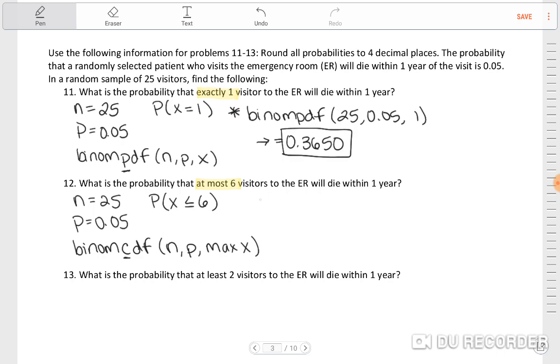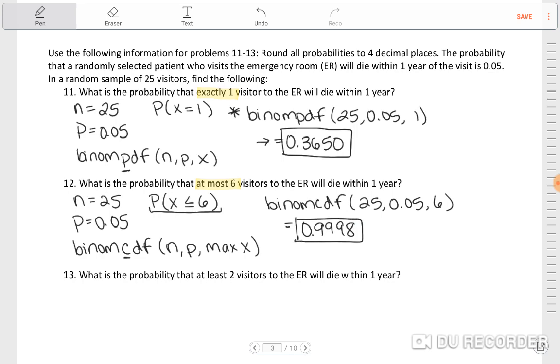So we would say that binomial CDF is going to be 25, 0.05, and 6. Remember that it has to be in this format so that you know the biggest x value you can have. This one's already in that format for you, and it will be like that on your test, so that'll be nice. Make sure that you do go to the CDF one on your calculator, and the answer you get for this is 0.9998. Again, make sure you write that part down.